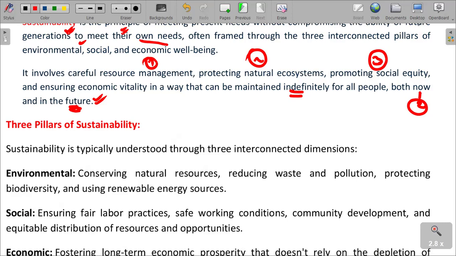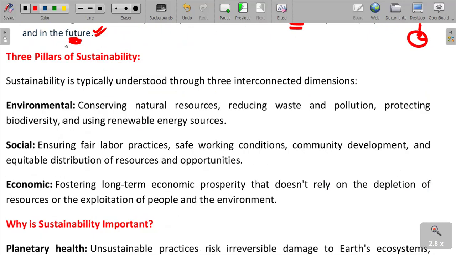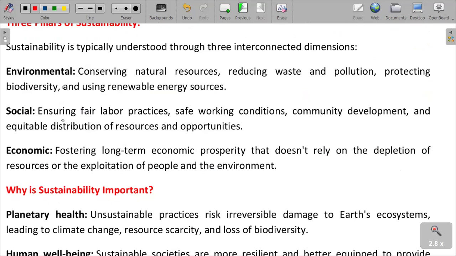So, the three pillars of sustainability are typically understood through these interconnected dimensions. One, the environmental: conserving our natural resources.